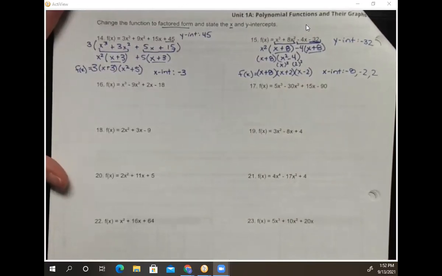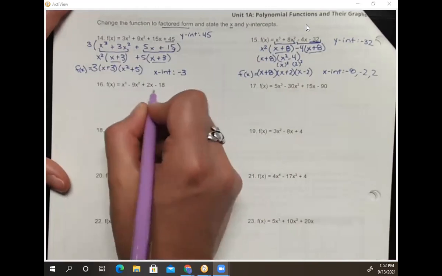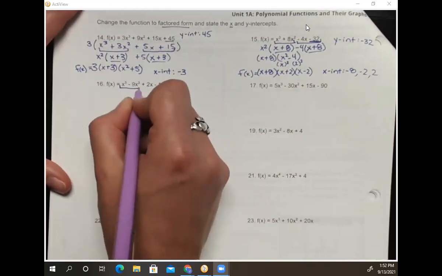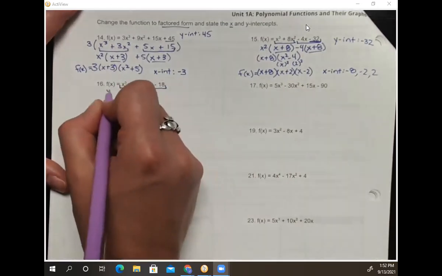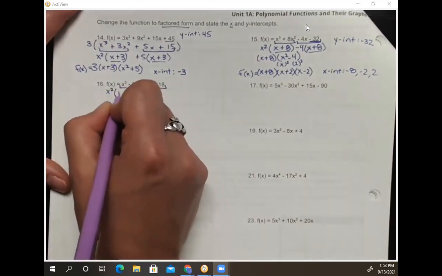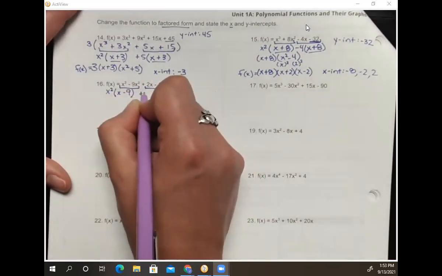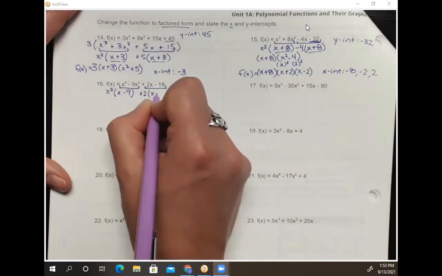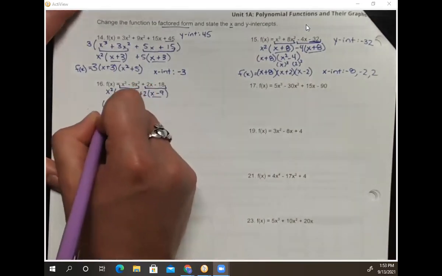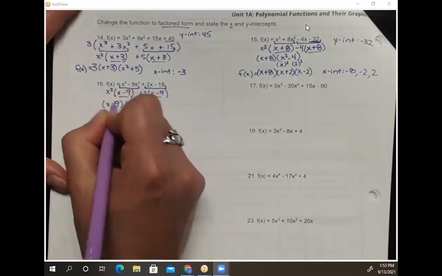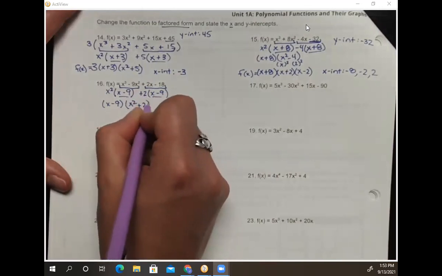Let's move on to number 16. 4 terms again, no GCF for all the terms, so I'm going to go straight to grouping. The greatest common factor for my first group would be x squared. That leaves me with x minus 9. For my second group, the GCF would be a +2. That leaves me again with x minus 9. My stuff in parentheses is the same, so that's my new common factor. And I'm left with x squared plus 2.